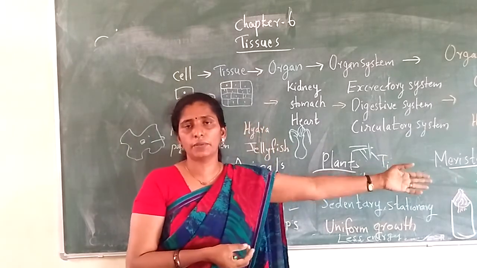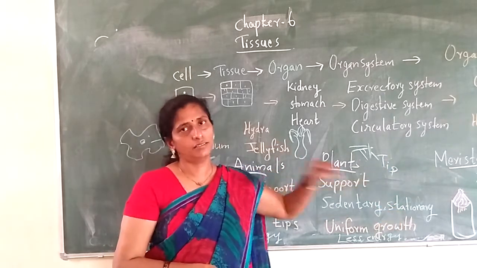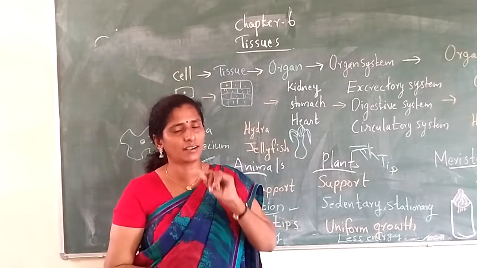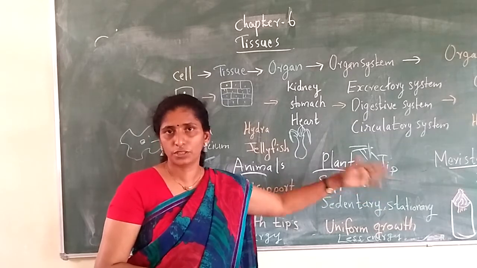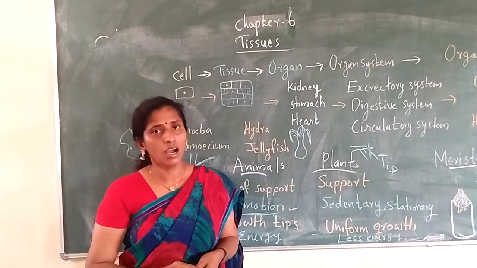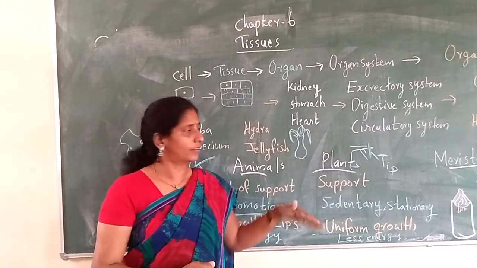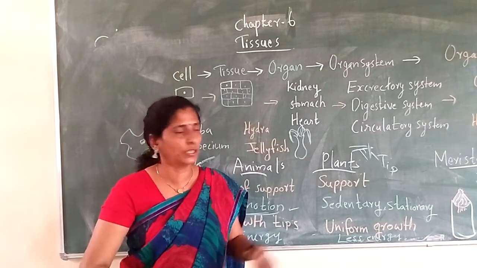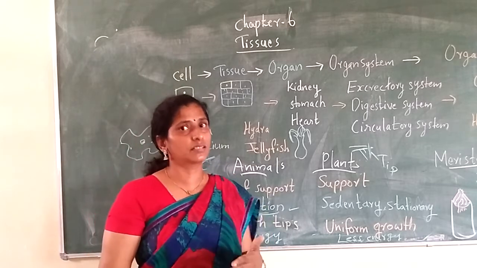One experiment is shown in the textbook. Read the experiment, and if you do it, next class it will be easy and you can understand very fast. I am also going to do that experiment today, and next class I will show you the roots of the onion and how long they have grown. After that, you have to cut the roots also and see what happened to that root. If you do that experiment, it will be easy to understand.